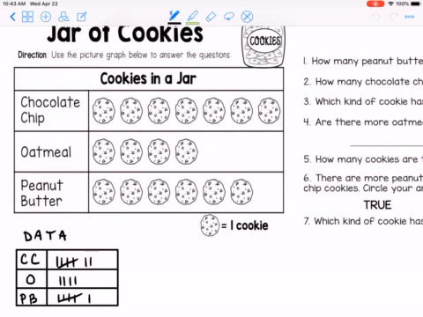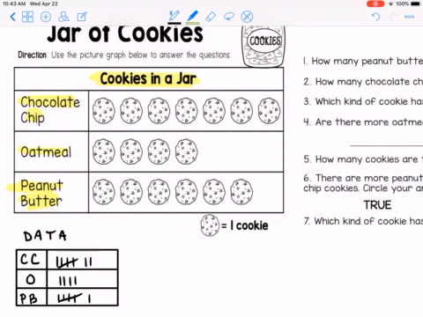So when we have a pictograph, we have a couple of components that we need to identify. Usually, there's a title. In this case, cookies in a jar. And then there's labels for our picture graph. We have chocolate chip cookies, oatmeal cookies, and peanut butter cookies.